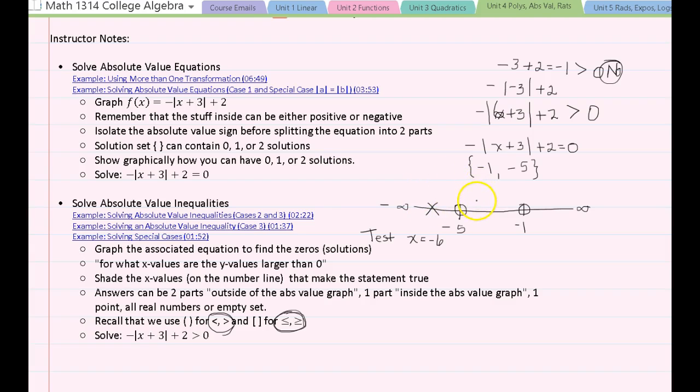With this information, I would assume that the interval on the far right is also not in the solution. Let's check to make sure. Pick a number between negative 1 and positive infinity to check this far right interval. Let's pick 0 and plug it into our negative absolute value of x plus 3 plus 2 is greater than 0. Solving, we will find that we have negative absolute value of 3, plus 2, which is equal to negative 1, and negative 1 is not greater than 0. So, as we suspected, this interval is not part of the solution set.